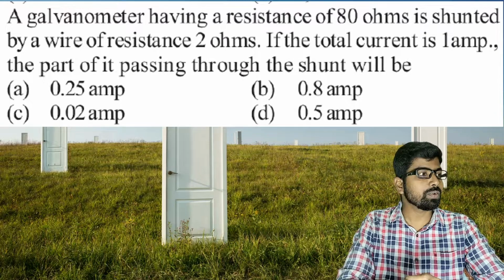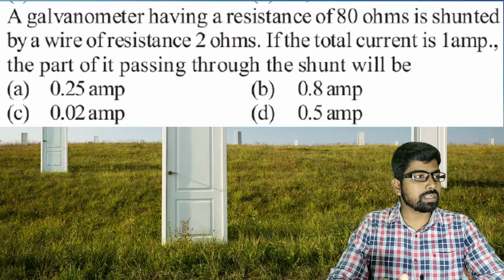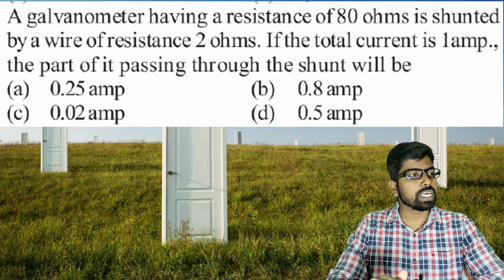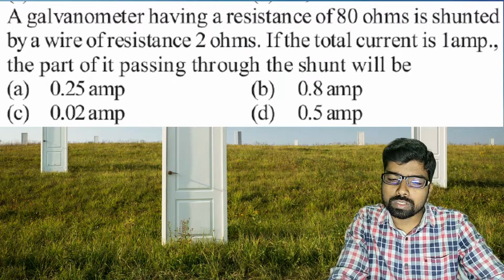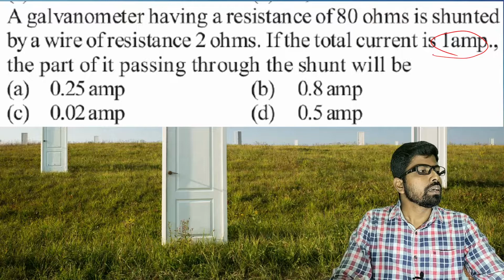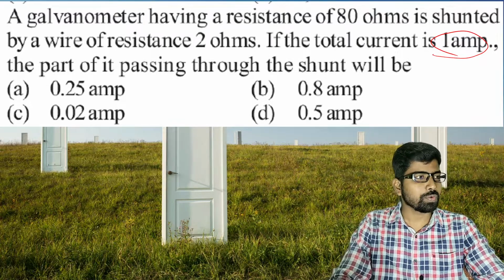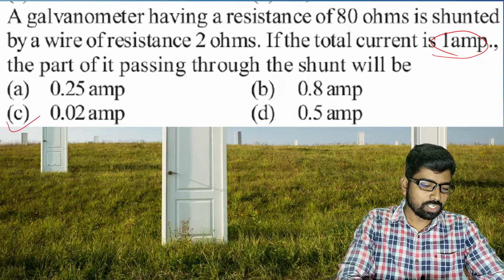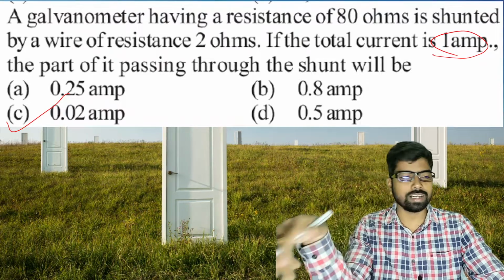It is a very interesting question and similar to the previous question also. A galvanometer having a resistance of 80 ohms is shunted by a wire of 2 ohm resistance. If the total current is 1 ampere, the path of the current passing through it will be what? Four options are there. I think you can calculate this one. I'm giving you a hint, option C, and write to me in the comment. I will be explaining in the next class.